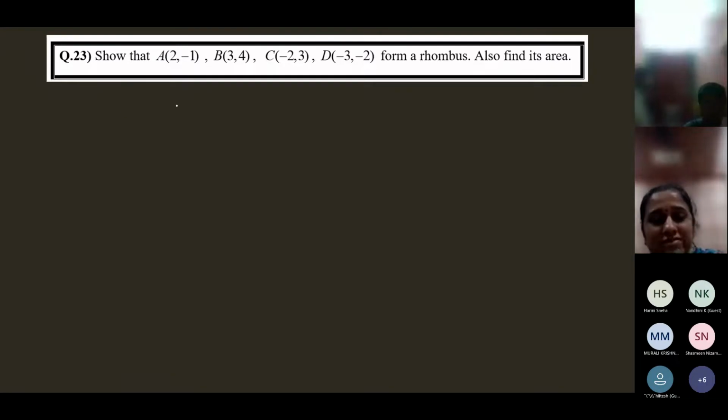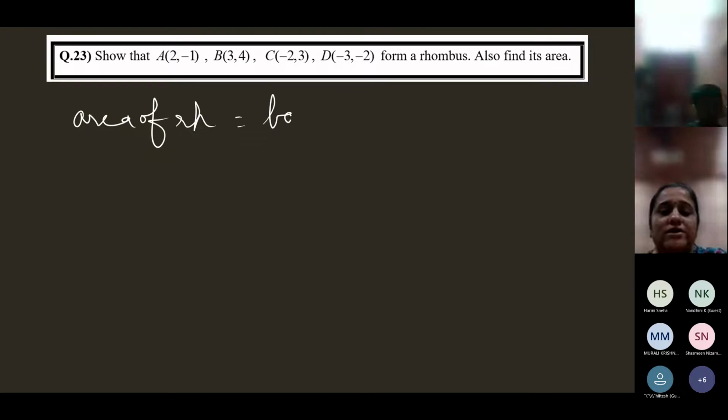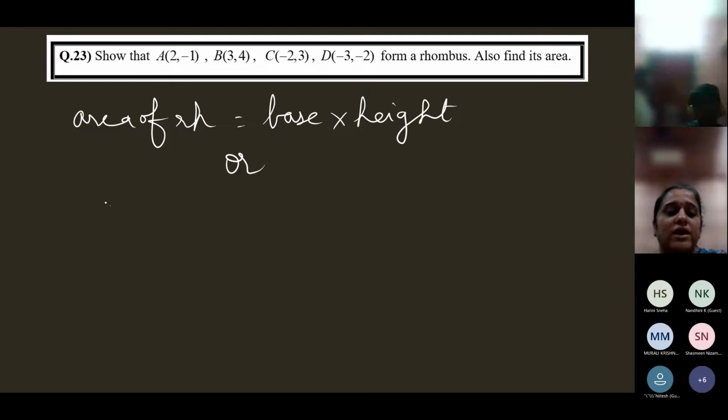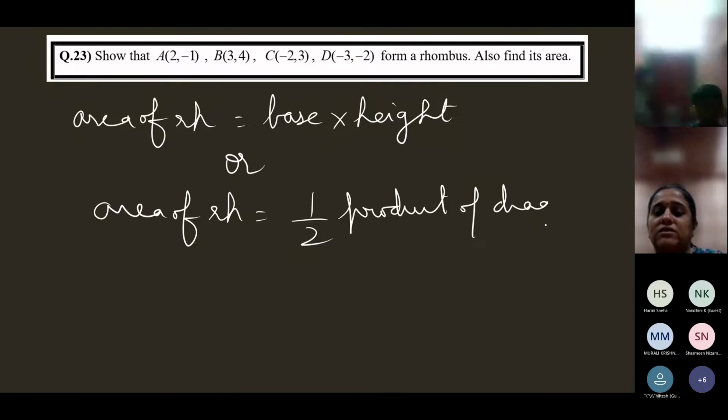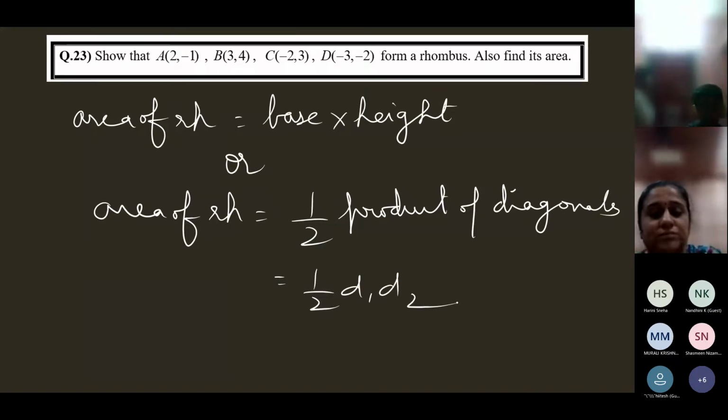Area of rhombus is equal to base into height, if you know the base and height of the rhombus. Otherwise, the other formula is half product of diagonals. Depending on the values given, whatever is known to you, you can use this formula, or area of rhombus is equal to half product of diagonals. Meaning half D1, D2. Half into D1 into D2.